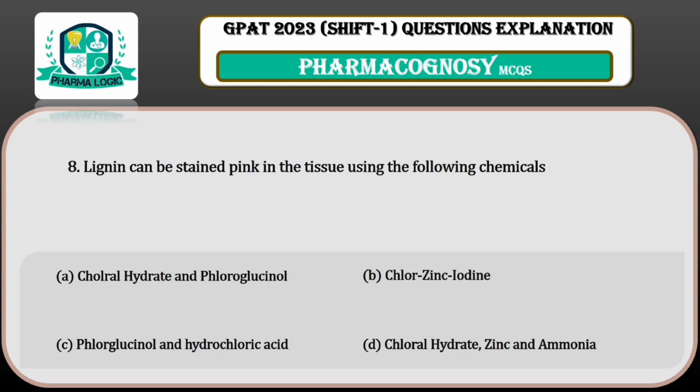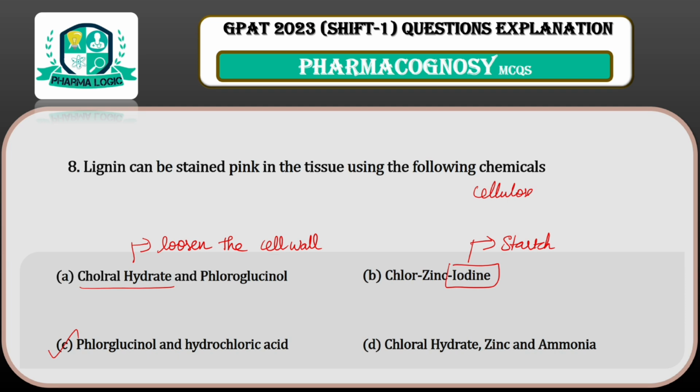Lignin can be stained pink in the tissues using the following chemicals. This is kind of a direct question only. So the option is C. So let me discuss the other examples also. Chloral hydrate. It is used to clear tissues. Iodine, identification of starch. Cellulose, Chlorzinc iodine reagent. Mucilage, it is identified by ruthenium red.